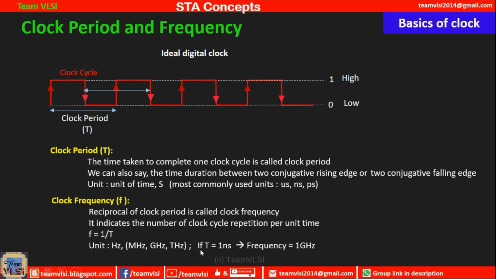And if the time period of a clock signal is 1 nanosecond, then its frequency will be 1 by 10 to the power minus 9 second, that is 1 gigahertz. So higher the frequency, lower the clock period.